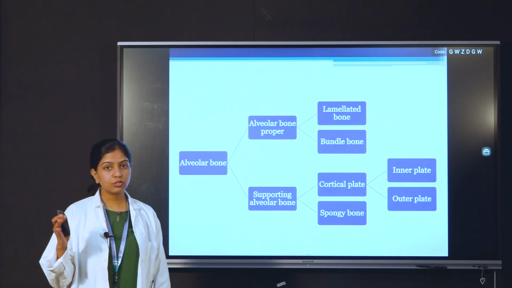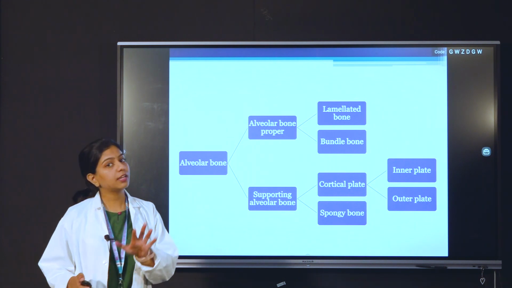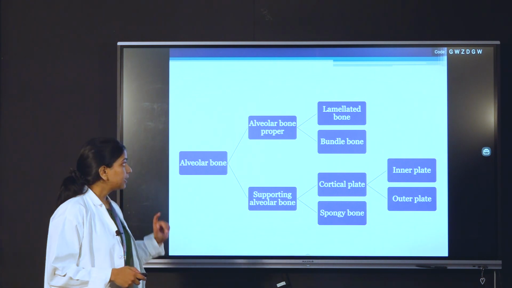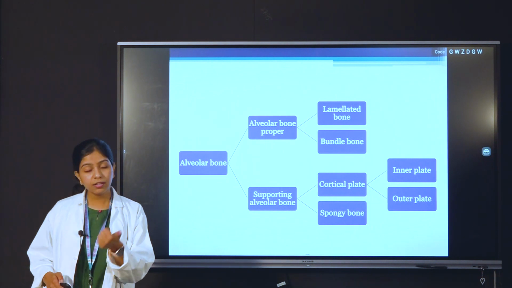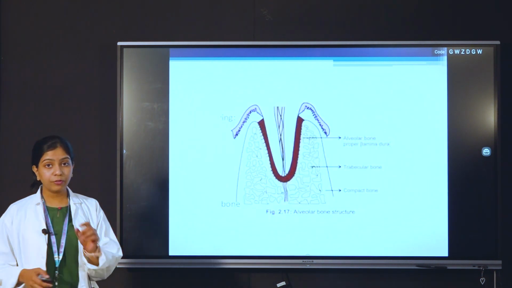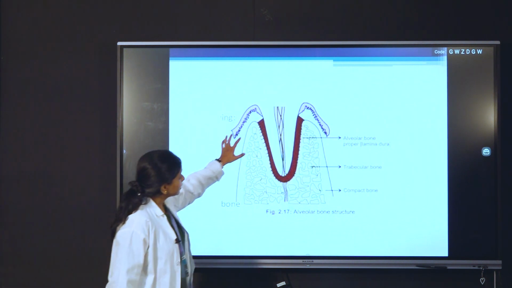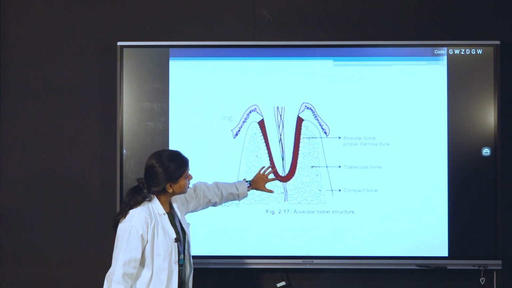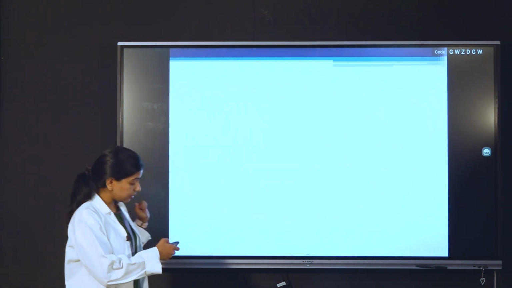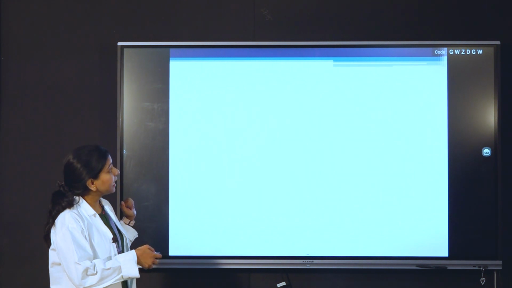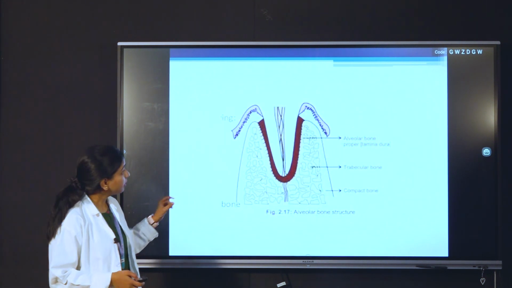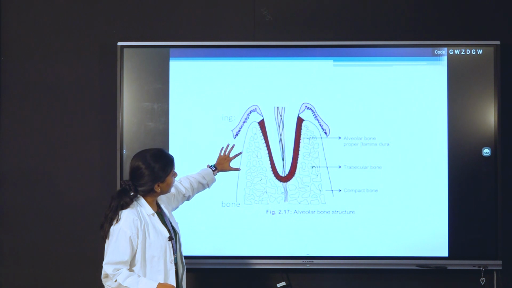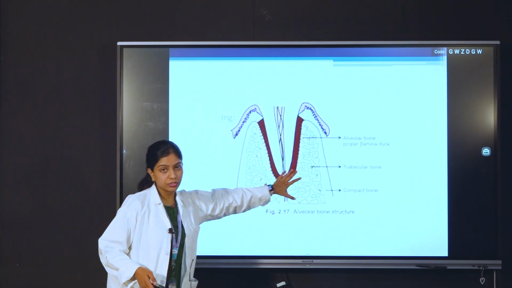So what are the parts of alveolar bone? Now alveolar bone consists basically of 2 parts, okay? That is the alveolar bone proper and the supporting alveolar bone. So alveolar bone proper, now this bone which surrounds the tooth, okay, which forms the inner socket of the tooth, is the alveolar bone proper. Okay, the supporting alveolar bone is these cortical plates and the spongy bone.